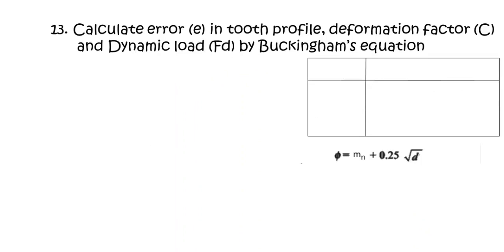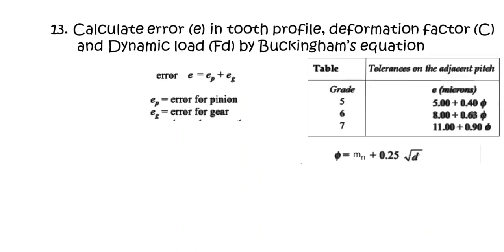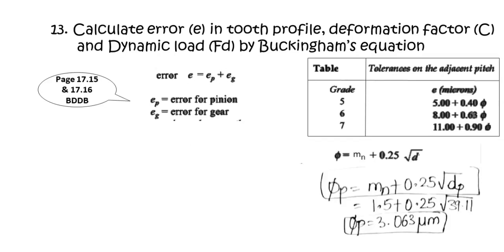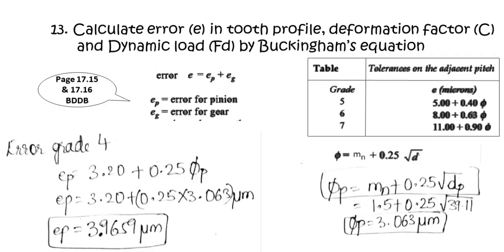Now I'm going to calculate the error. We are told that we have to calculate by grade 4. Now you can see the formula, phi is equal to mn plus 0.25 under root d. These formulas are all there on page numbers 17.15 and 17.16 of Bhandari Design Data Book. Now we are going to calculate first for pinion. Phi p is mn plus 0.25 under root dp. I have mn as 1.5 and dp also I have calculated as 39.11. So I will get phi p as 3.063 micrometer.